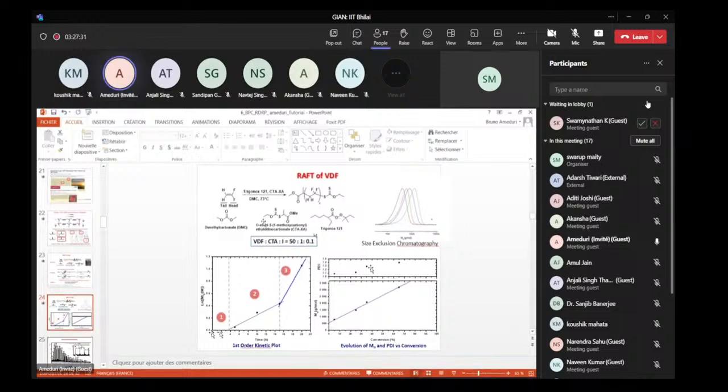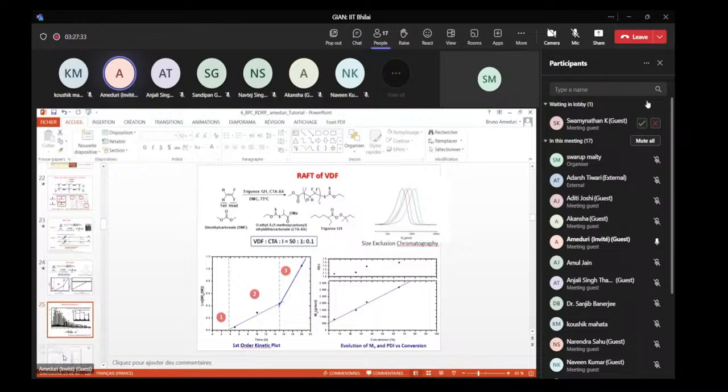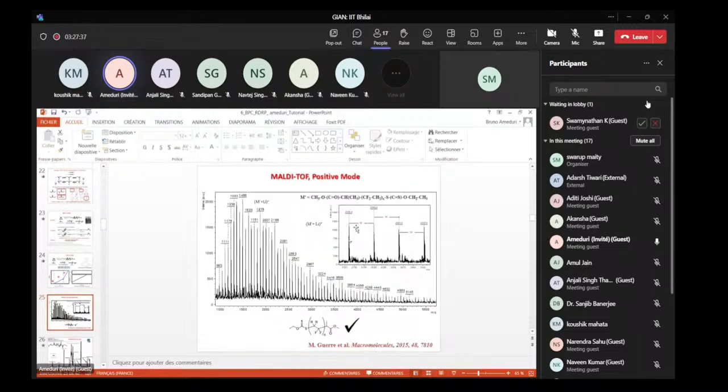However, the MALDI was very nice. As you can see, we have a very nice separation of 64, which represents VDF units, between the different signals. It was also possible to see by mass spectrometry the different adducts. In positive mode, we have this nice distribution in which we could see both end groups of the xanthate on the PVDF chain.